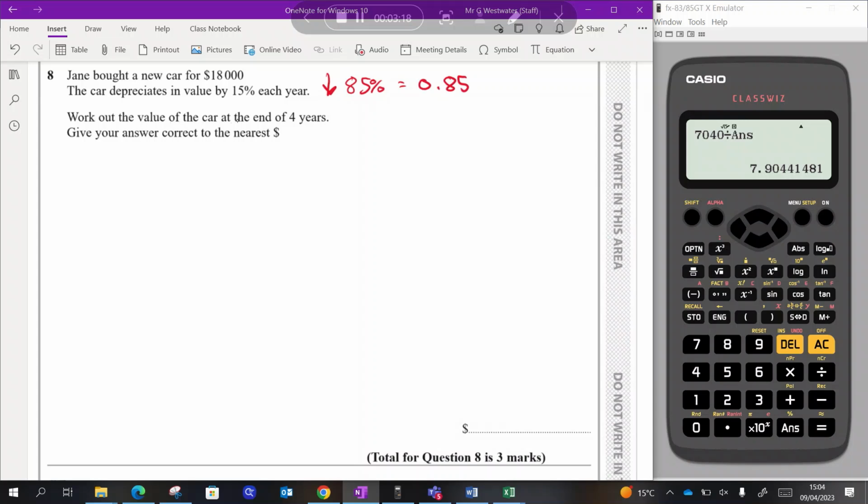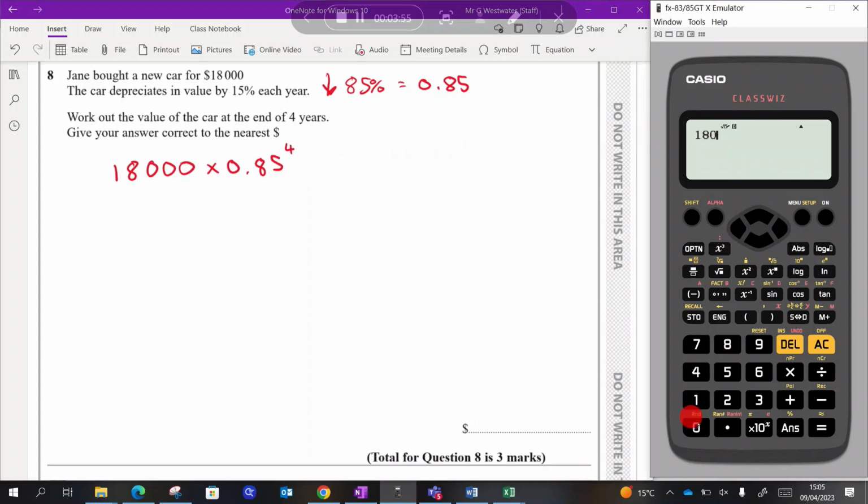Work out the value of the car at the end of 4 years. So I guess after 1 year we would do 18,000 times 0.85, and then because it's compound and it depreciates by the same amount each year, we would take that result and times it by 0.85 again. And then at the end of the second year, we do that again and again. But a better way of writing this is rather than times 0.85 times 0.85, you could just put squared. So if we're doing this 4 times, I'm going to times by 0.85 to the power of 4.